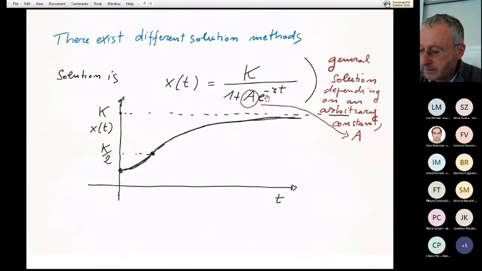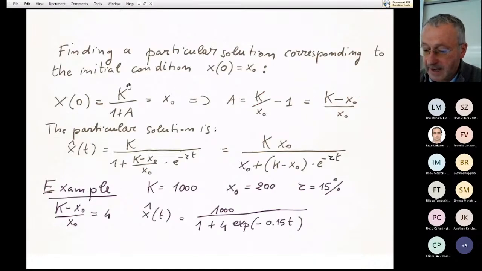You have to solve for the arbitrary constant. So basically 1 plus A is equal to k divided by x0, and A is equal to k divided by x0 minus 1. Or if you like, k minus x0 divided by x0. So this is A; replace A with this expression.